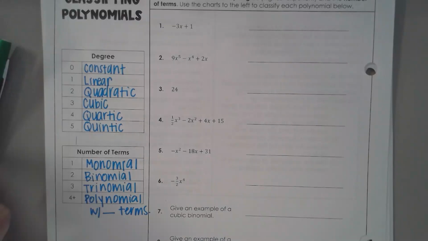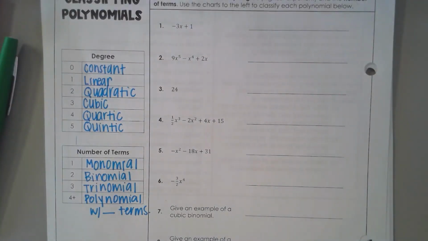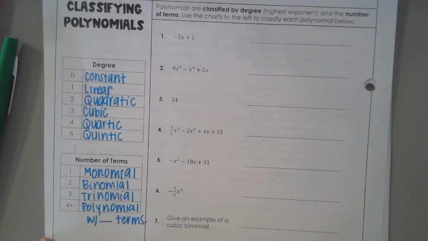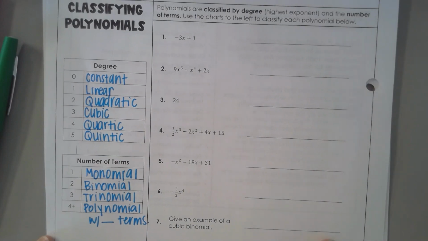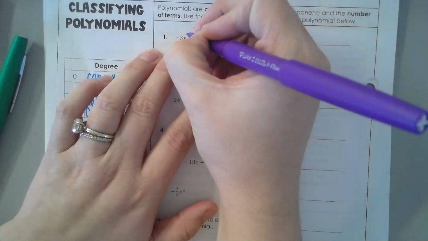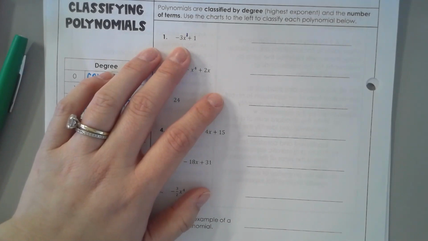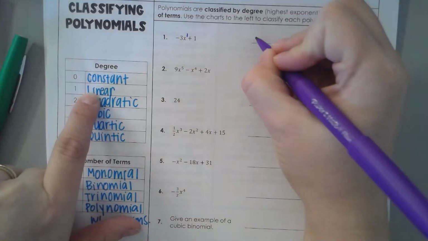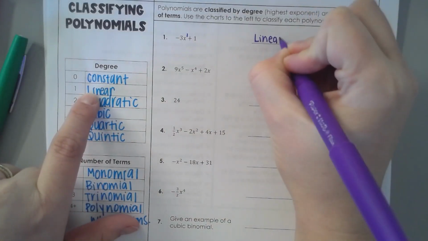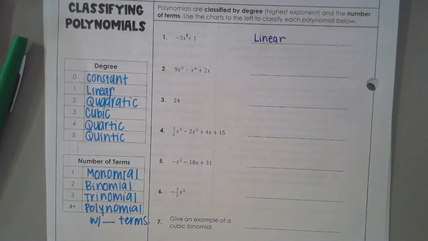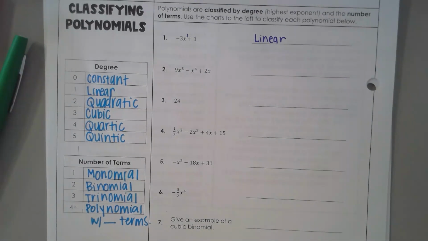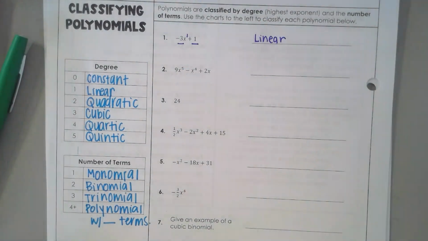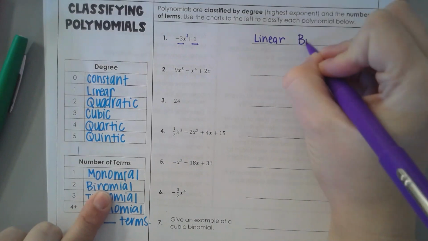So here on number 1, what is the degree? What's the highest exponent? 1. If you see an x, it has an imaginary exponent of 1. So my degree is 1, which makes it linear. And how many terms does it have? 2. There's a term, and there's a term. So binomial.